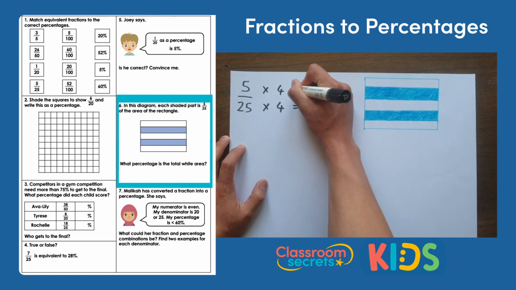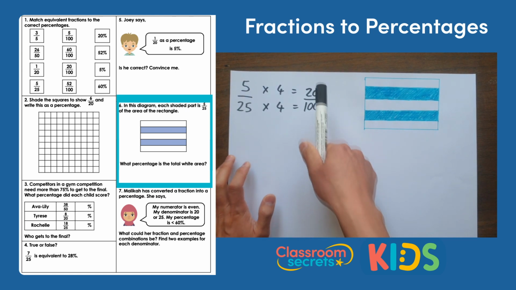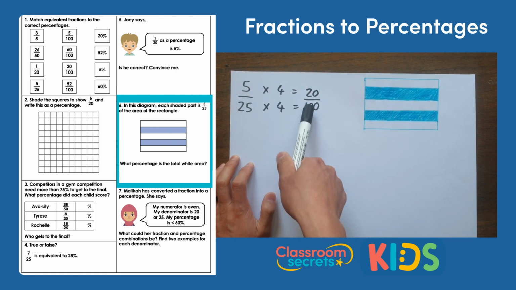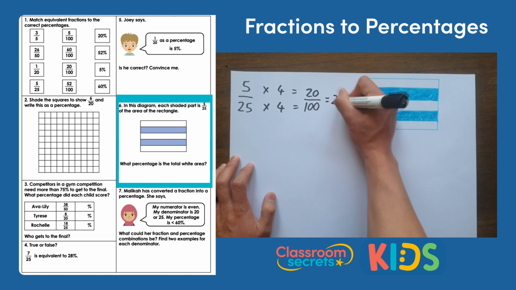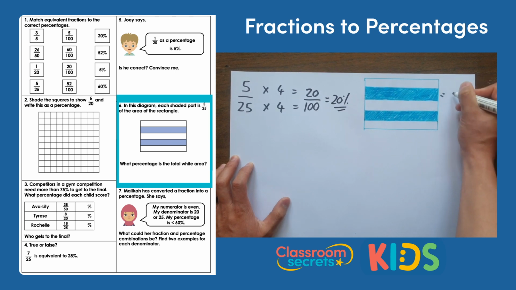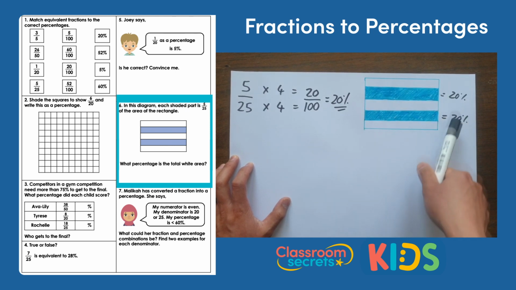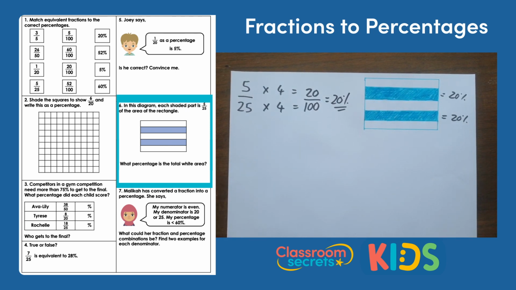So 5 multiplied by 4, that will give us 20. So now we know that when converted into a fraction out of 100, 5/25ths is 20 out of 100. That will be 20%. So that tells us each blue section will be worth 20%. And because we've got 2 lots of those, we've got 40% of the entire rectangle shaded in. So that tells us that the white area remaining will be 60%.